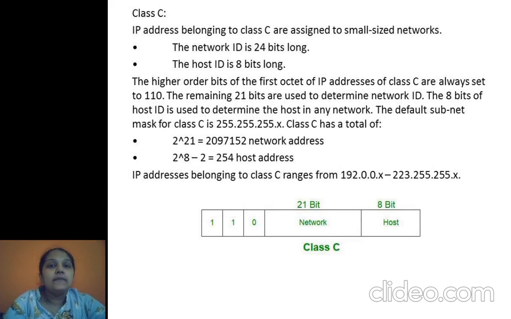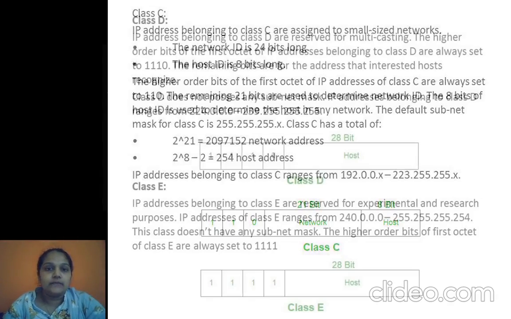So class C. The diagram shows you that the first octet, or byte, of an IP address of class C is always set to 110. The network bits are 24 and the host bits are 8. So the address space will be 2 raised to 21 for the network and 2 raised to 8 for the host.